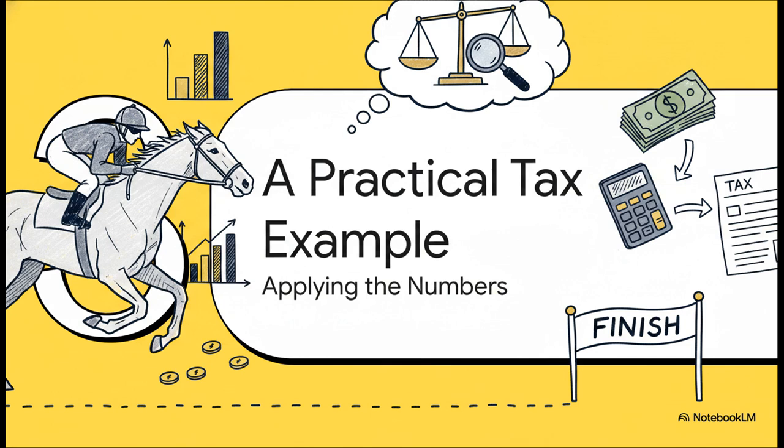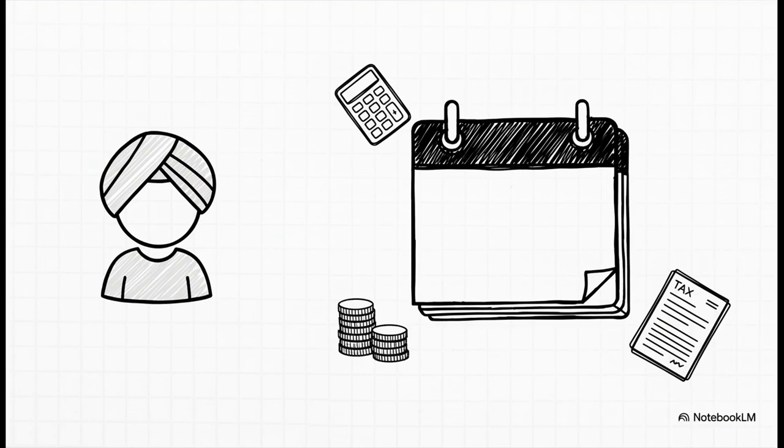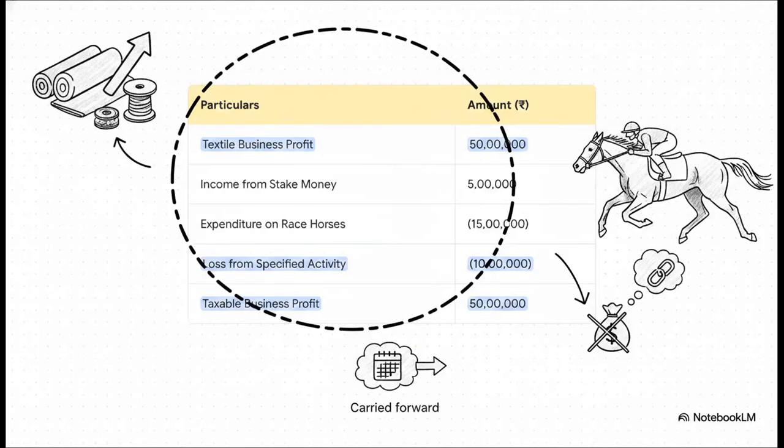So let's run through a practical example. Let's meet our taxpayer, Mr. Singh, and we look at his tax situation for the financial year 2026-27 under the new Act. All right, let's break this down. Mr. Singh's textile business is booming, a profit of 50 lakh rupees.